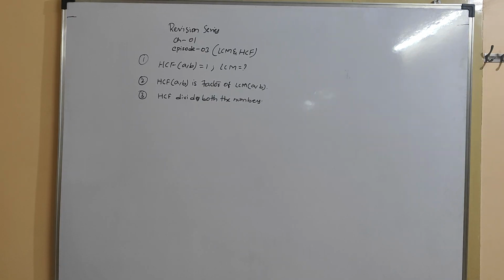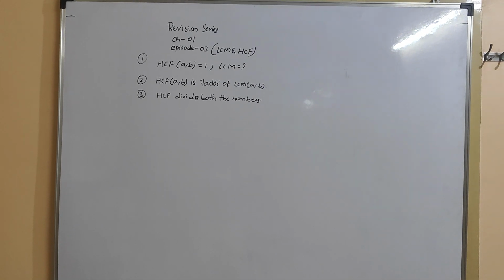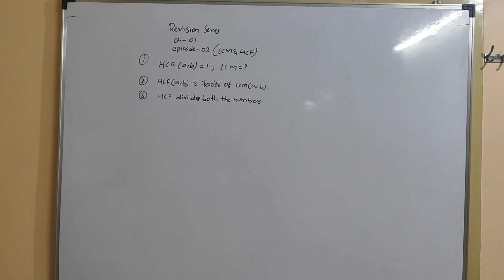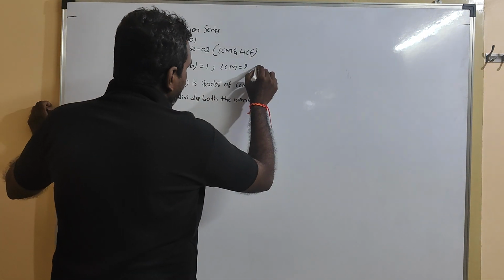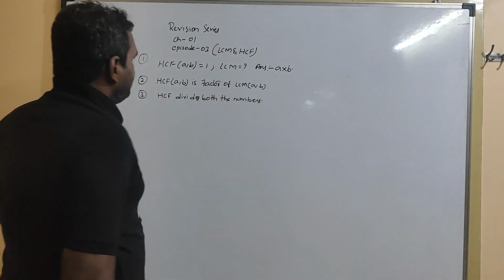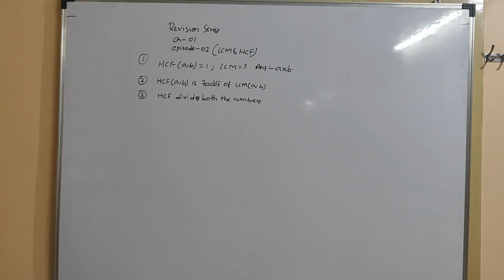See the first question on the board: HCF of A comma B is equal to 1. Then we have to find the LCM. If HCF of A comma B is equal to 1, that means A and B are co-primes. Then LCM will be A into B. Why? Because A and B are co-primes, and the LCM of co-prime numbers is the product of those numbers.